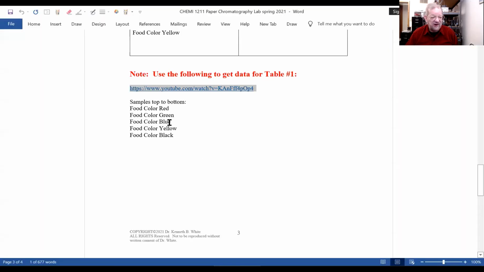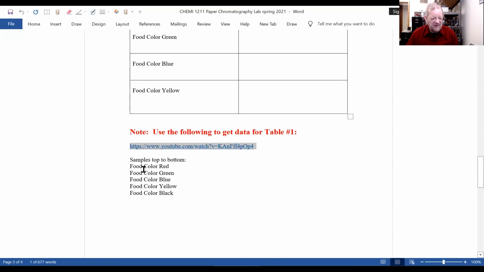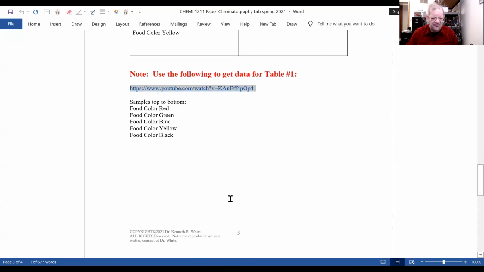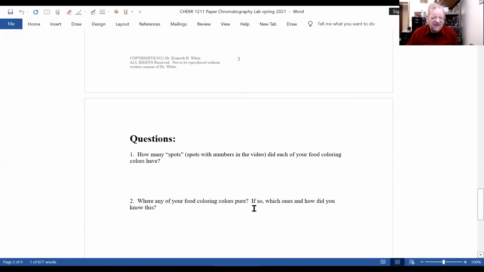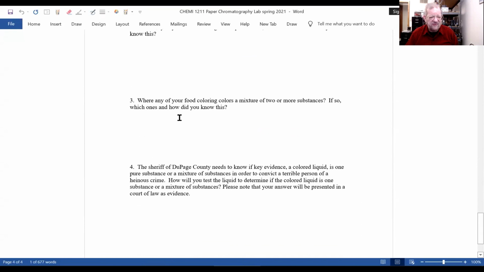The second one was green. So everybody, for green, how many spots, numbers, dots in the video? And the answer would be 2. You've got to go back and look at it for red, blue, and yellow. And remember, the first top one was red. The second one, which I just did for you, is green. The next one, blue, then yellow and black. And that's today's lab. And you'll answer these questions.